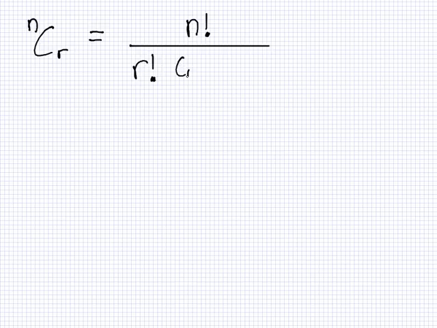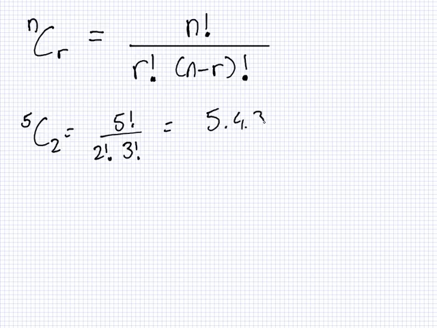We have this function, nCr, and the definition here is n factorial over r factorial times n minus r factorial. So for example, 5C2 is 5 factorial over 2 factorial times 3 factorial, which is 5, 4, 3, 2, 1 over 2, 1 times 3, 2, 1. They actually cancel, so it's 10.